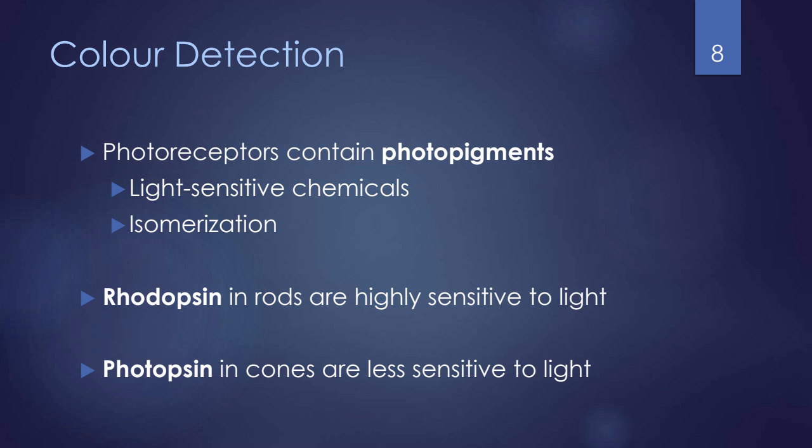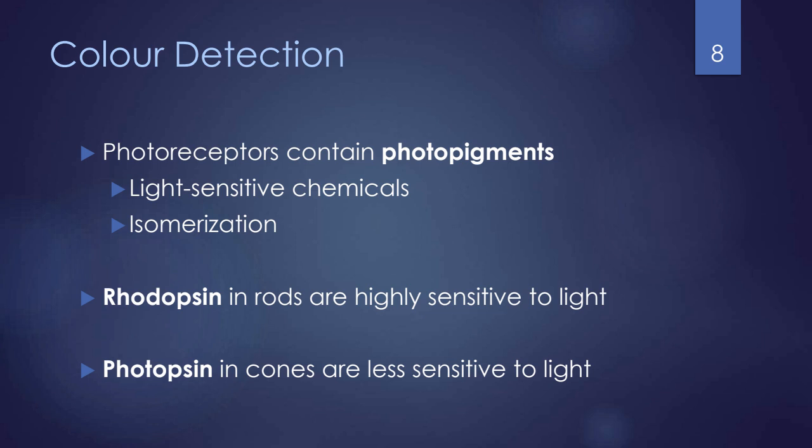Okay, so photoreceptors are filled with light-sensitive chemicals called photopigments. We had talked about this briefly at the beginning of the course when we were looking at transduction: photoreceptors absorbing light and making those proteins change their shape, release energy.